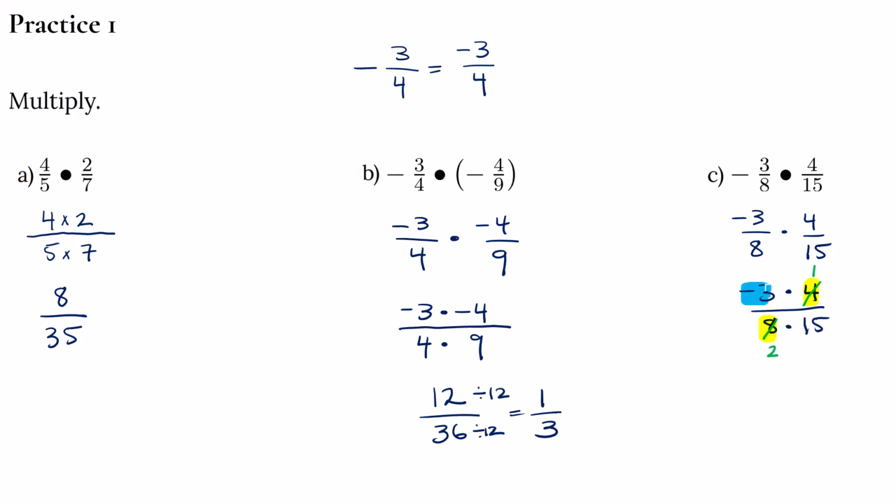I also see that negative 3 and 15 have a common factor of 3. So I will divide a 3 out of each of those. So 15 divided by 3 is 5, and negative 3 divided by 3 is negative 1. So now we will rewrite this as negative 1 multiplied by the 1 on top and 2 times 5. So that becomes negative 1 over 10, and if you fully reduced everything at this second step, you shouldn't need to reduce at the end.